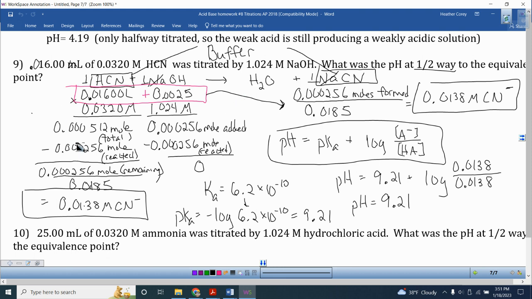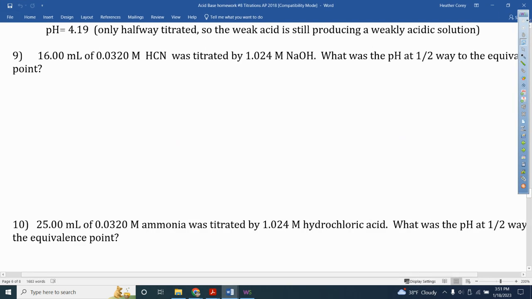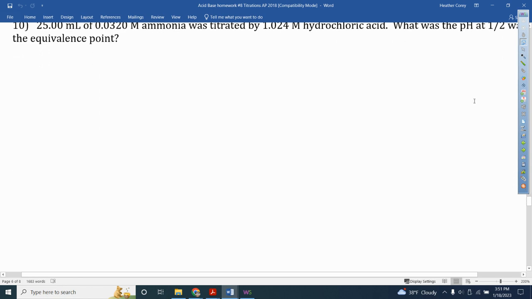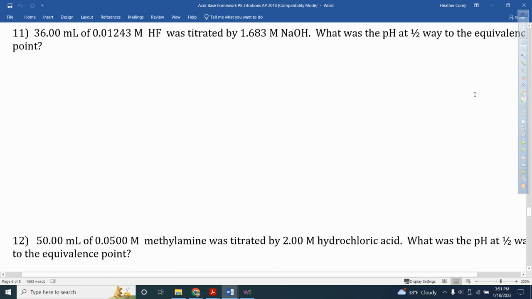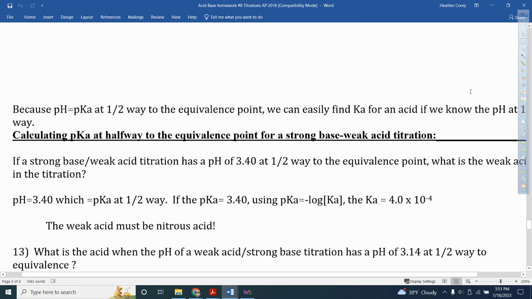The easier way to do this problem is to know that halfway to the equivalence point, the pH equals the pKa for your weak acid, or if you have a base, the pOH equals the pKb. Okay, so number 10, you should be able to now solve that one. And number 11 and 12 as well. You can do it the short way, or if you really want to do the long way, you can do that as well.